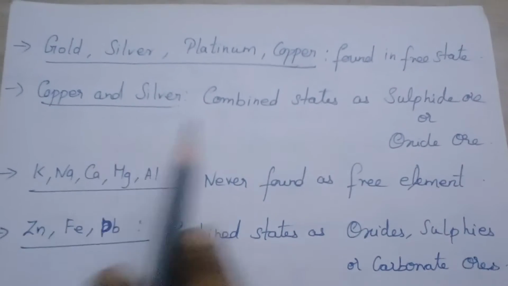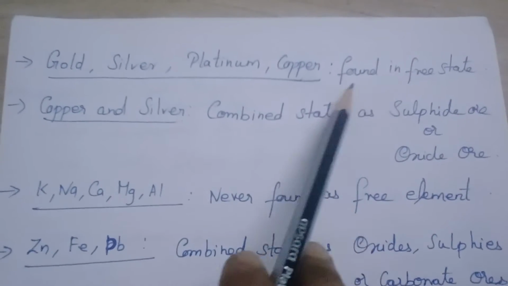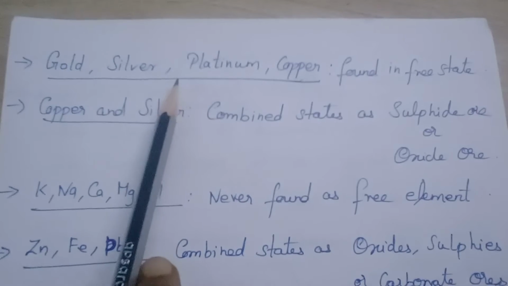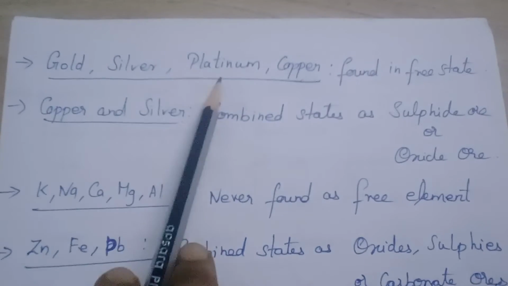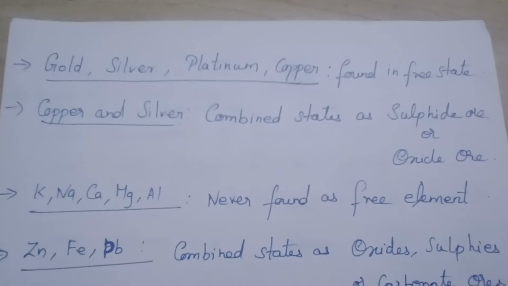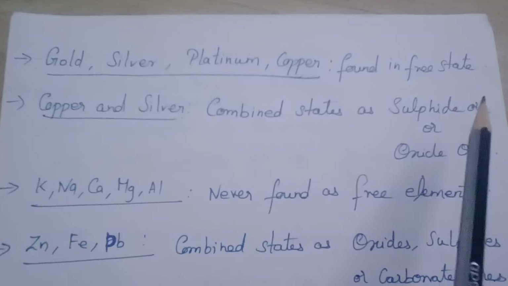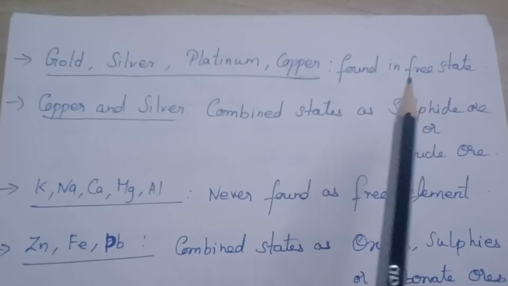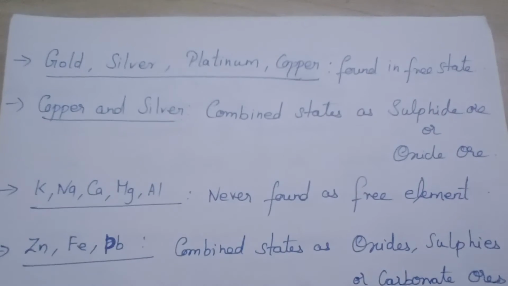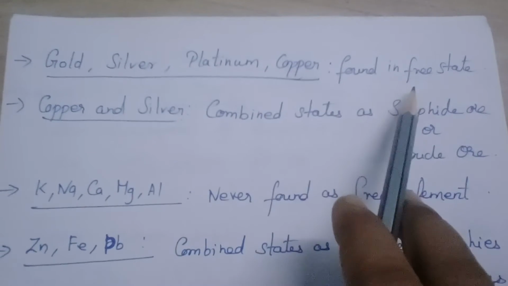Some of the metals which exist in the free state can be obtained directly from the earth. That is gold, silver, platinum, copper. You know that gold and silver are at the bottom of the reactivity series, right? They are less reactive, so they exist in the free state. They will not combine with anything, and will not be found in the form of a compound.